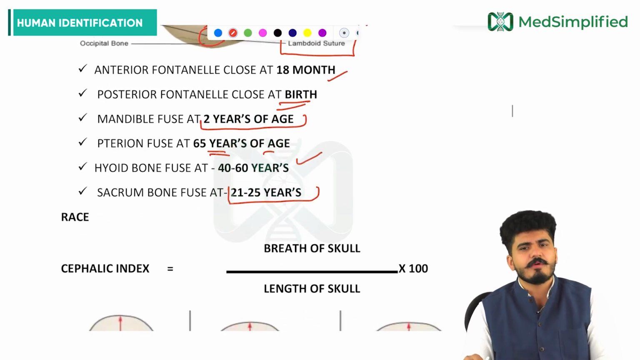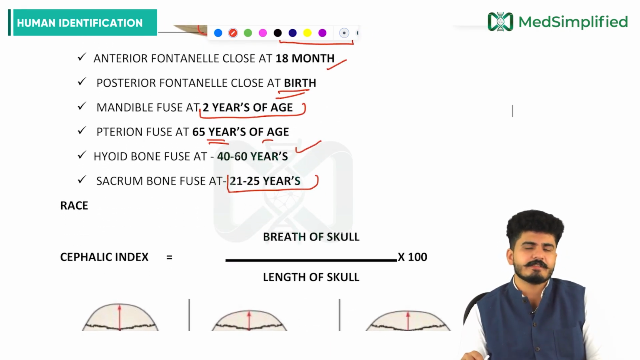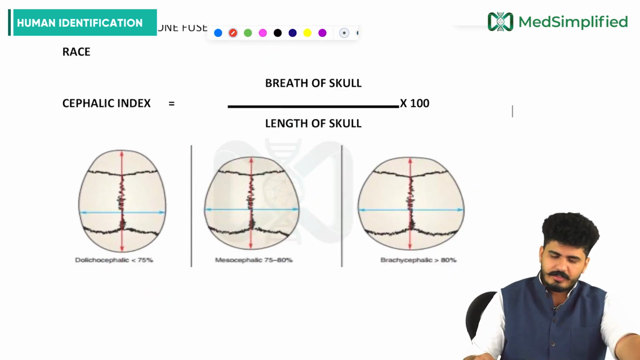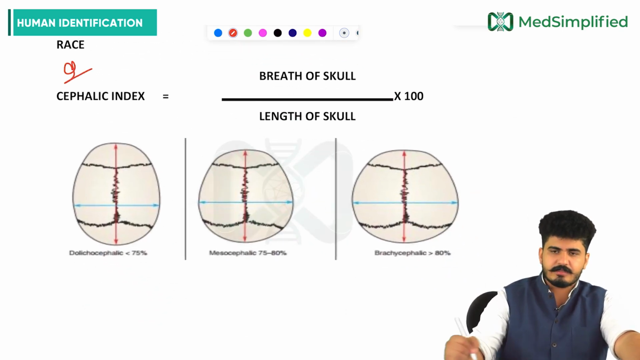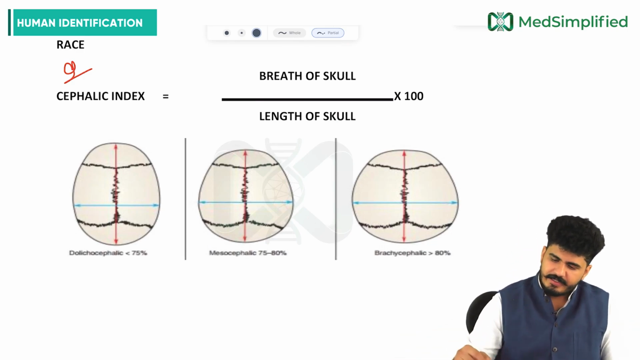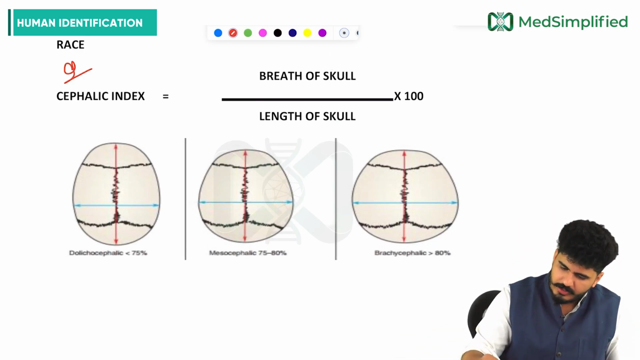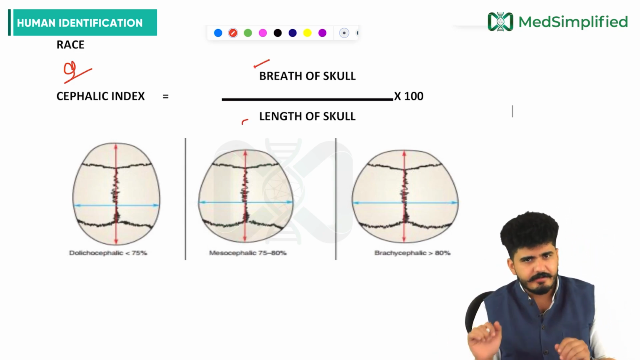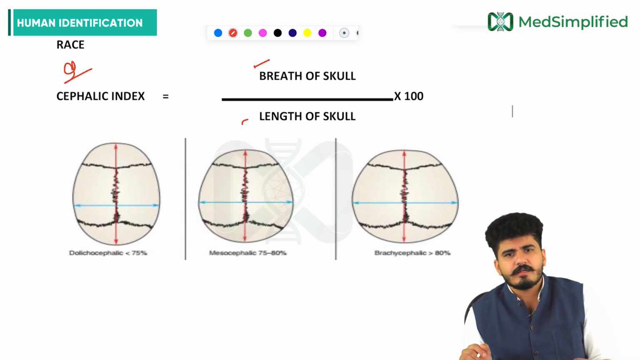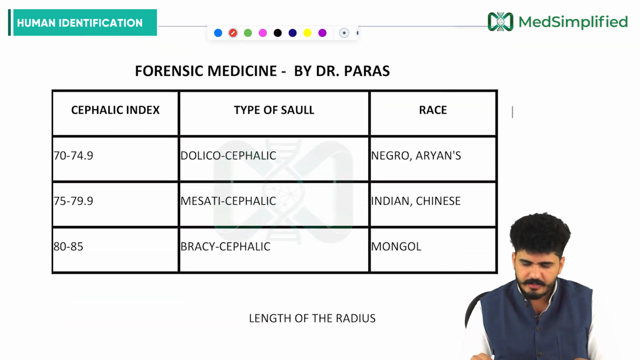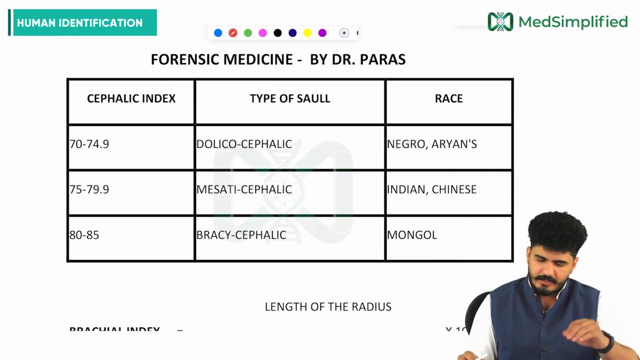Now the next topic we have to start is race. Which race? Indian, Chinese, African? For that we need to understand the cephalic index. The cephalic index is breadth of skull upon length of skull into 100, which gives us a certain value. Before that, I want to show you the table of cephalic index, and then we'll learn about the different types of skull.